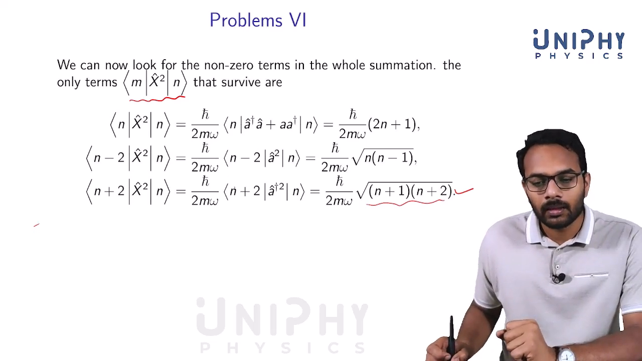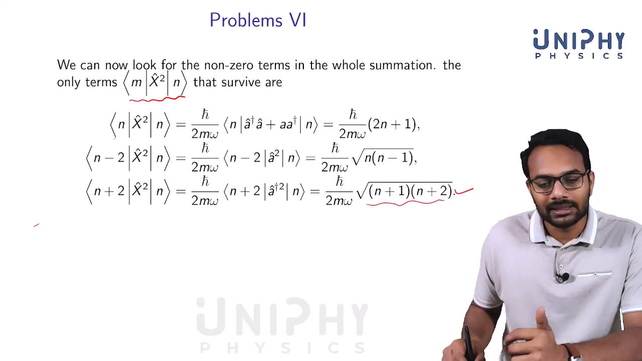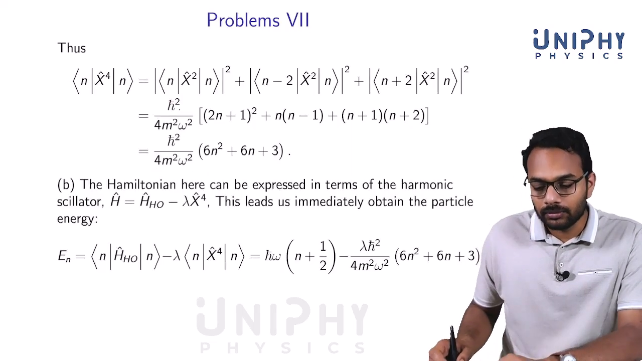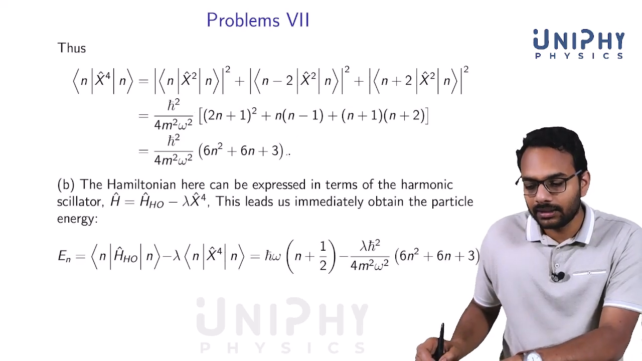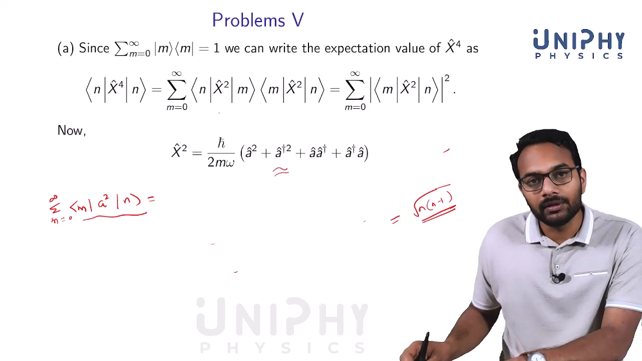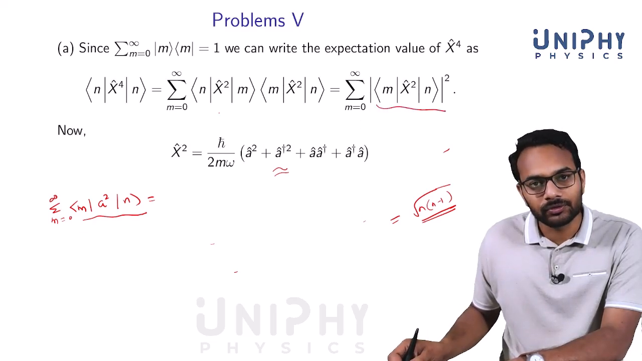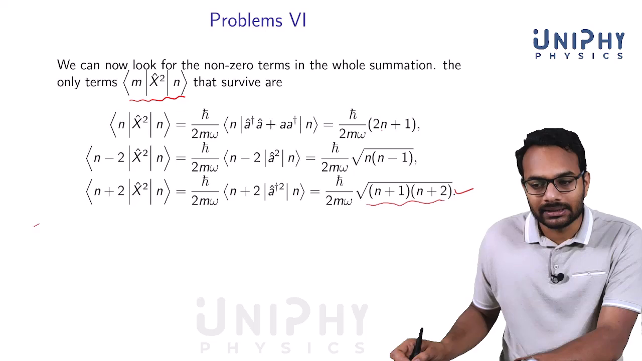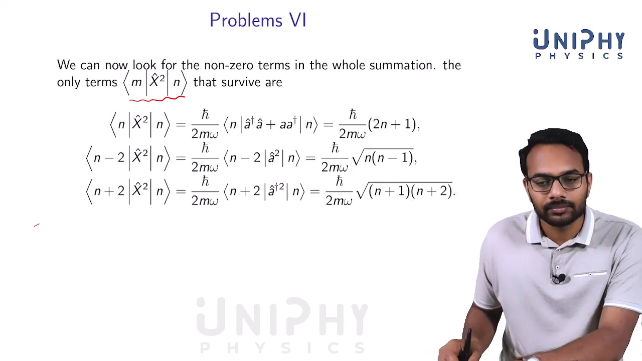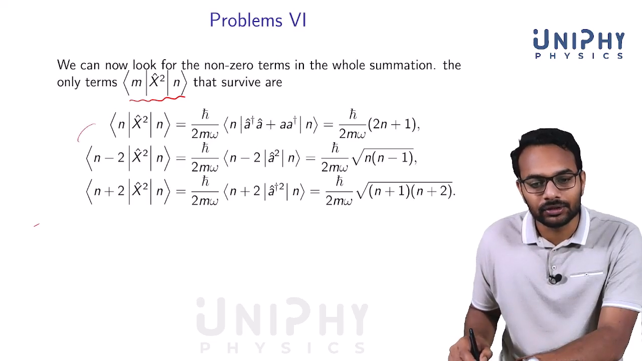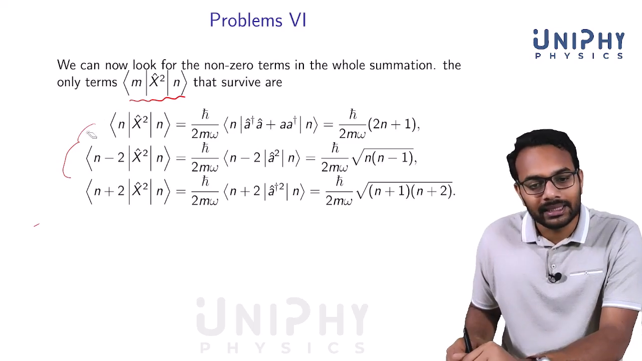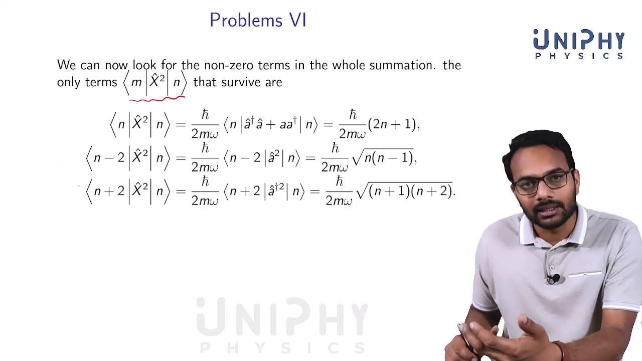I hope that's clear. So we'll say that these are the only terms that will survive. Now, what we wanted here is the sum over m equal to 0 to infinity, the sum of squares. So you square all these terms and add, because each of these corresponds to a different value of m. In this whole summation, these are non-zero values, and each corresponds to a different value of m.